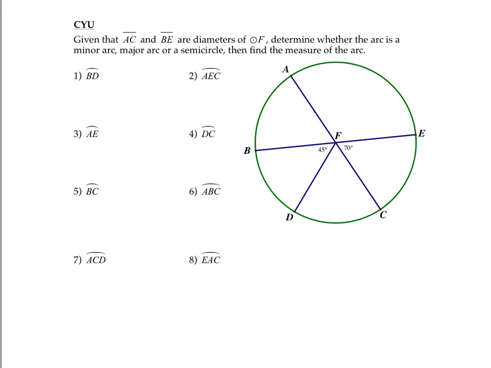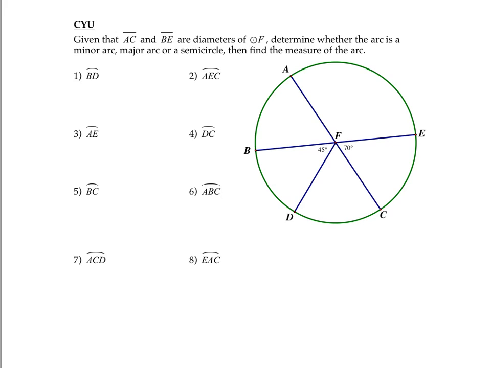Okay, last one. Just a couple quick questions for a CYU. It says, given that AC and BE are diameters of circle F, determine whether the arc is a minor arc, a major arc, or a semicircle, then find the measure of the arc.